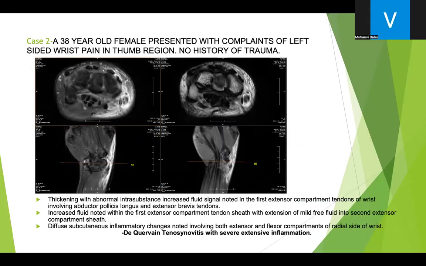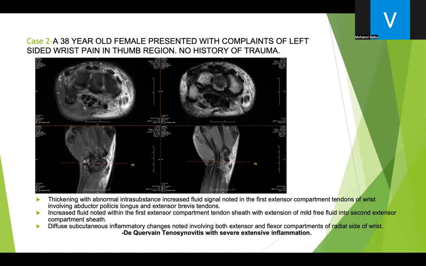Coming to case 2, a 30-year-old female presented with complaints of left wrist pain in the thumb region, no history of trauma. In these fluid sensitive sequences, we see thickening of the retinaculum and increased fluid signal in the first extensor compartment tendons of the wrist, involving abductor pollicis longus and extensor pollicis brevis tendons.